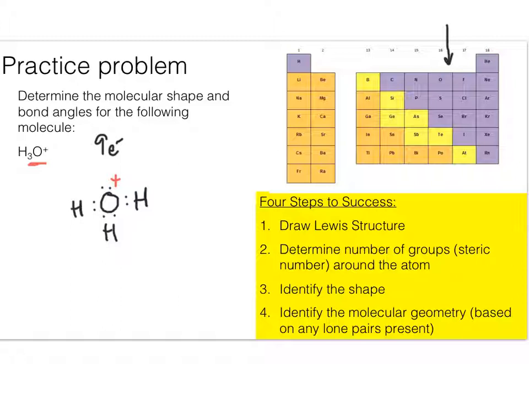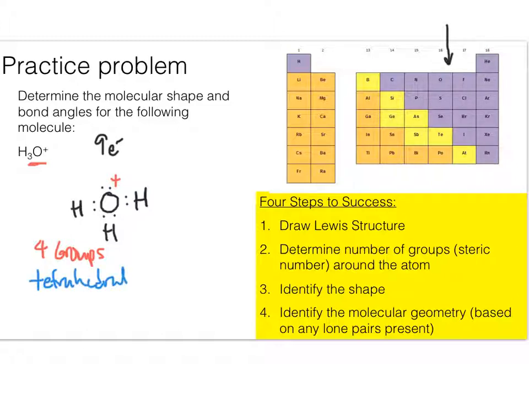We're going to determine the number of groups. So how many groups do we have? Well, we have 3 hydrogens and 1 lone pair, so we should have 4 groups. Okay. We're going to identify the shape from those groups then. If we look at something with 4 groups, we would think off the top of our head a tetrahedral type shape. That's putting them as far apart as possible. And so we would have a tetrahedral.